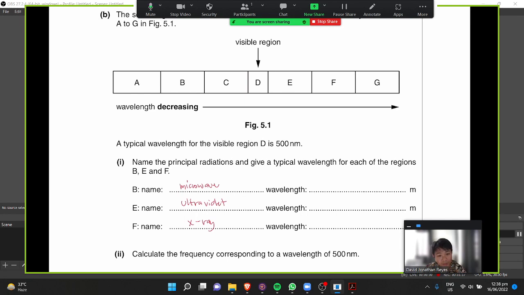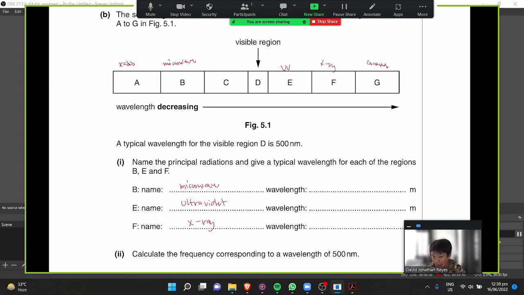Now, how do we identify that? After the first one, which is radio, of course, that's going to be considered as now your microwave, which is letter B. Right after the visible region, which is the visible light, next would be your ultraviolet. That's why we have this UV. Of course, before the very last one, which is your gamma, you will have your X-ray.